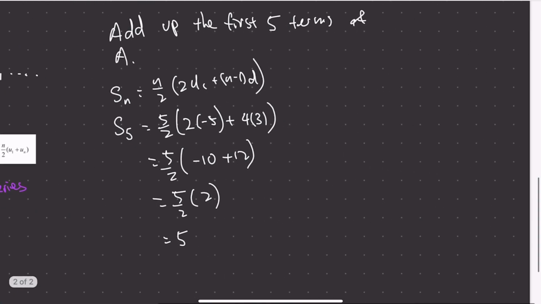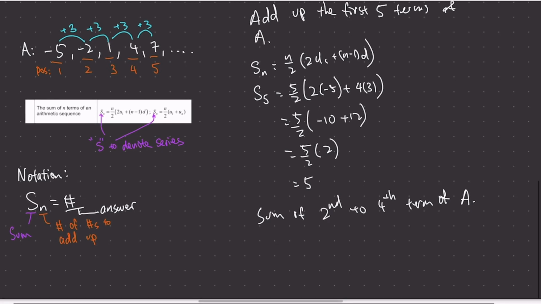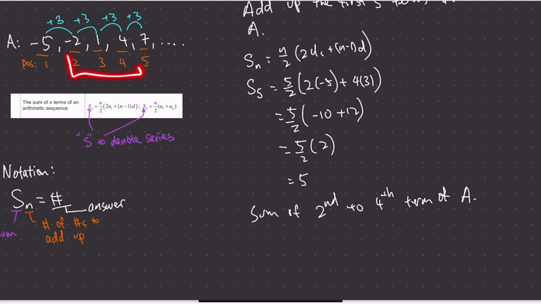Something more complicated would be, let's say they want you to find the sum of the second to 4th term of A. In this case, obviously it's easy because you can just add it up in your calculator. But to do this properly, you need to imagine a new sequence. Let's say we make a sequence B that starts at the second term of A, so it's going to be negative 2, 1, and 4. This is what you do, because the formula here will only help you add up the first n terms.